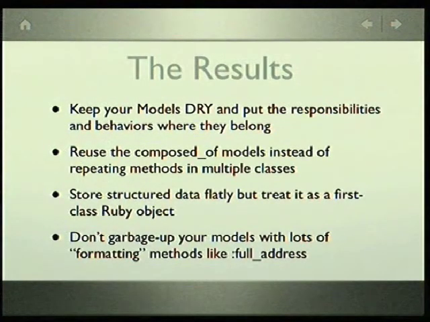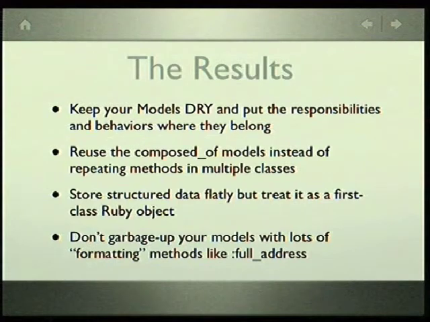So the results of this, quick and dirty to the point. Keep your models DRY and put the responsibilities and the behavior where they belong. Don't garbage up your models with those kinds of things like full address. You can reuse the composed of models. They're simply plain Ruby objects, so you can reuse them in multiple classes, which also means you don't repeat yourself, which is one of the mantras of Ruby and Rails. You can put all the behavior in one of those classes and reuse it throughout your app. Makes testing easier. I didn't write that down, but clearly if you only have to test it in one place and you know it works, then you're fairly certain it's going to work with all the rest of your models.